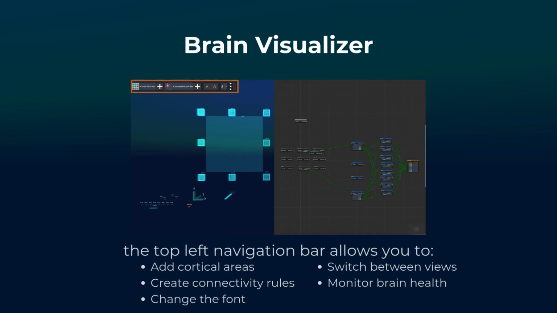The Brain Visualizer provides the means to adjust the sizing of user interface elements. You can also gain more insights about your artificial brain by expanding the health bar, which provides information about the size of the brain and its health. Let's dive into the details.